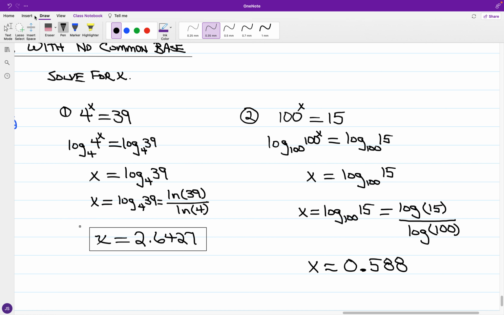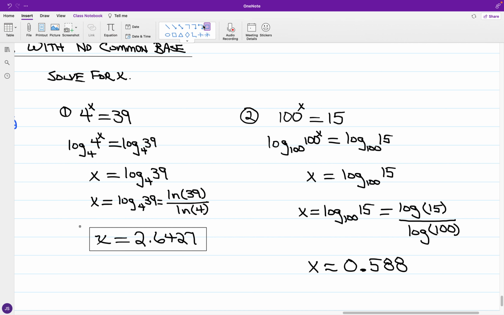And these are a couple of cases of what we have for exponential equations that do not share a common base.